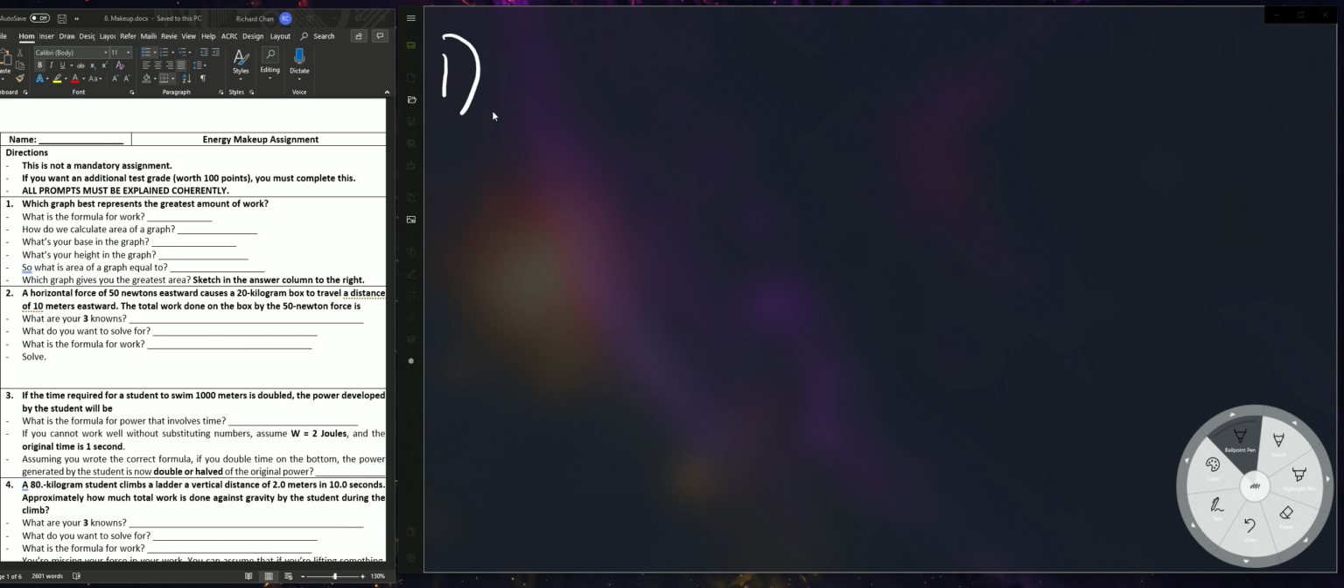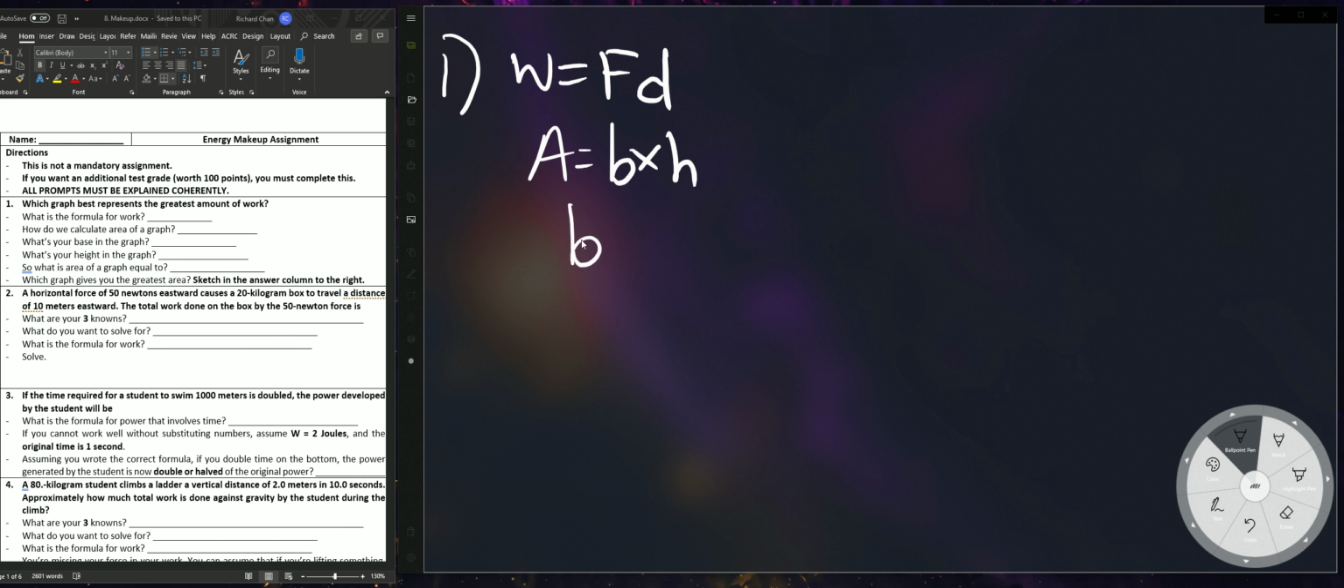Now, number one says which graph best represents the greatest amount of work done. So what is the formula for work? And we know that the formula for work is force times distance, all right? And so now we've answered the first problem. So how do we calculate area of a graph? Well, the area of a graph is base times height. Well, what's your base in the graph? Your base in this graph is your force. Actually, that's false. Your base in this graph is distance, right?